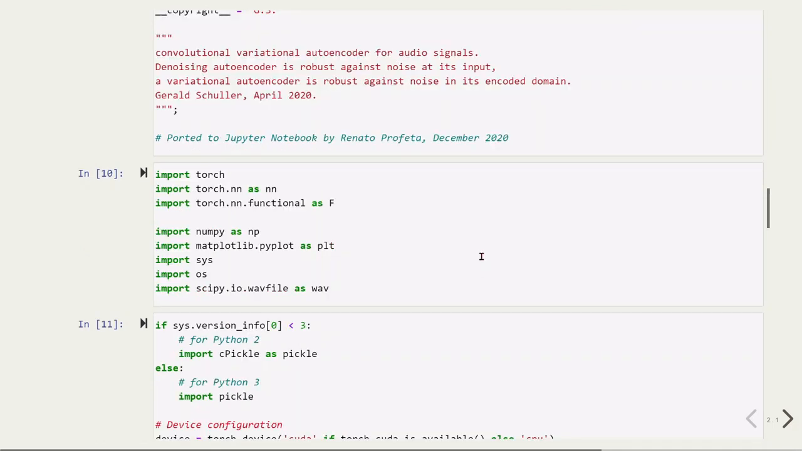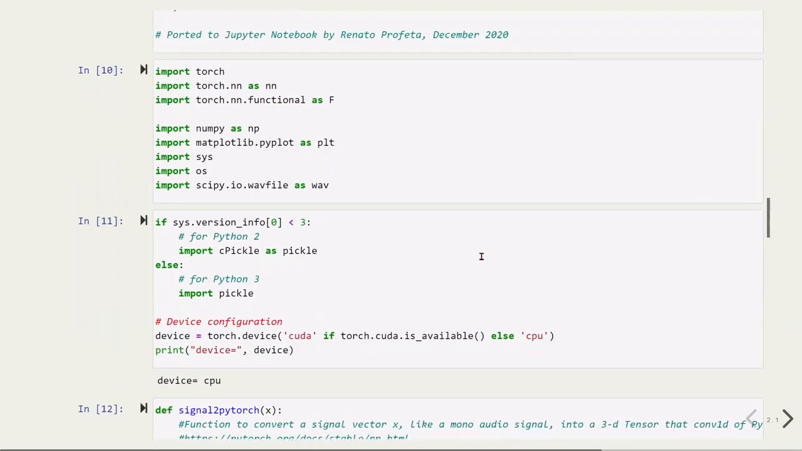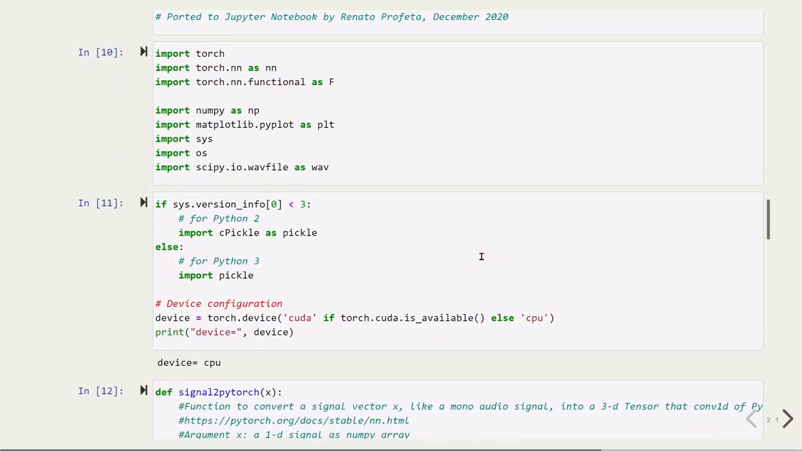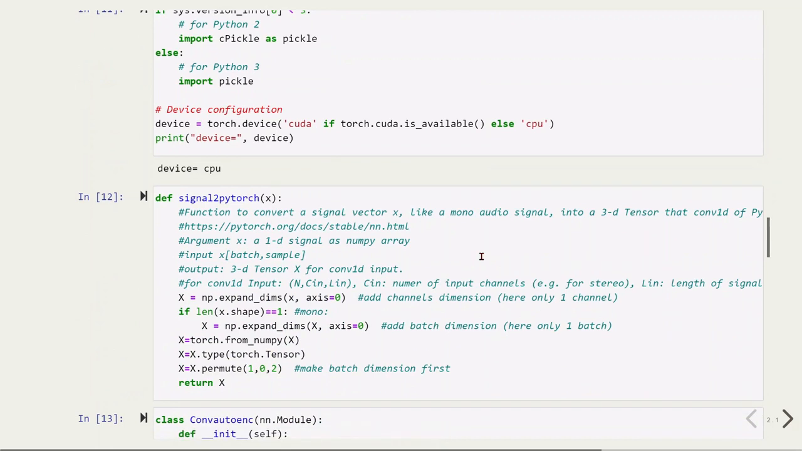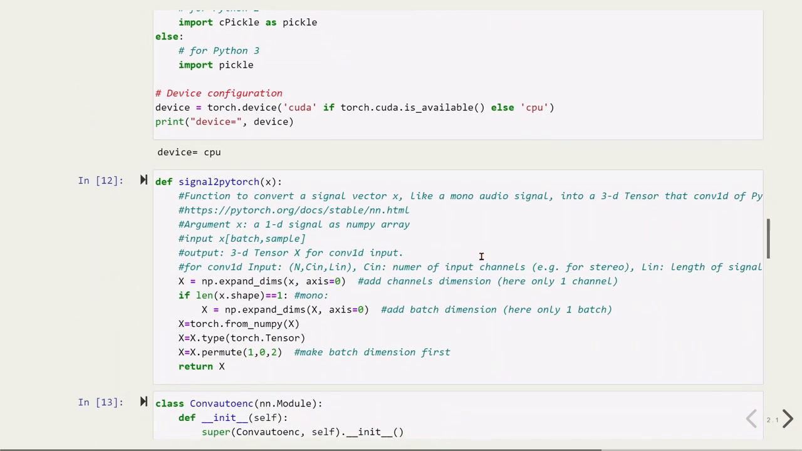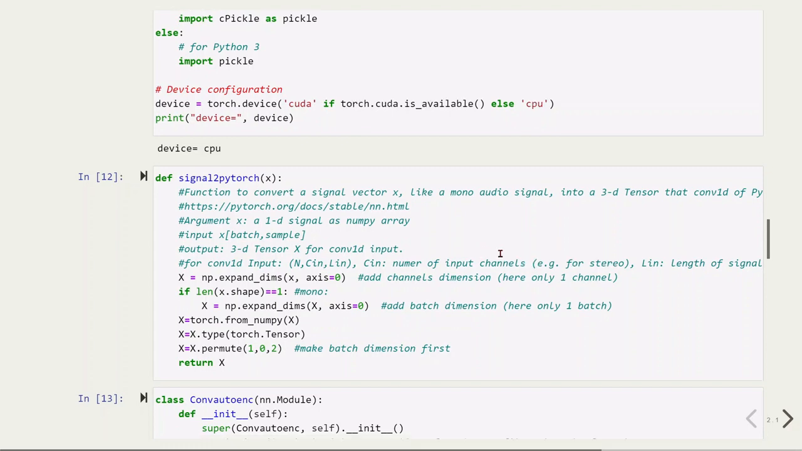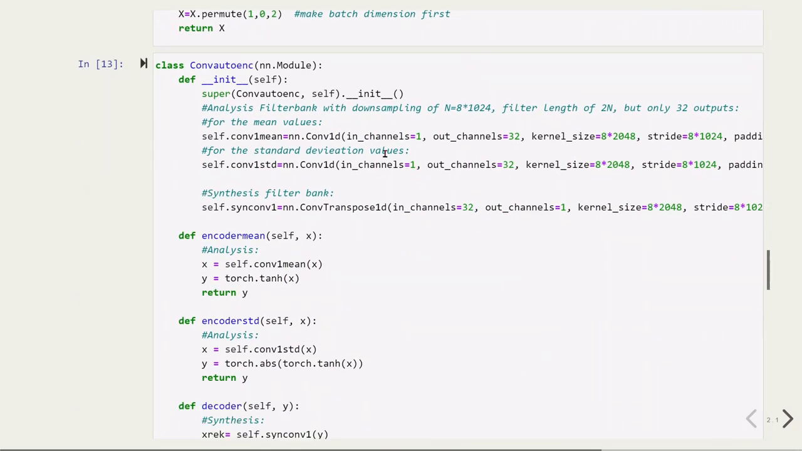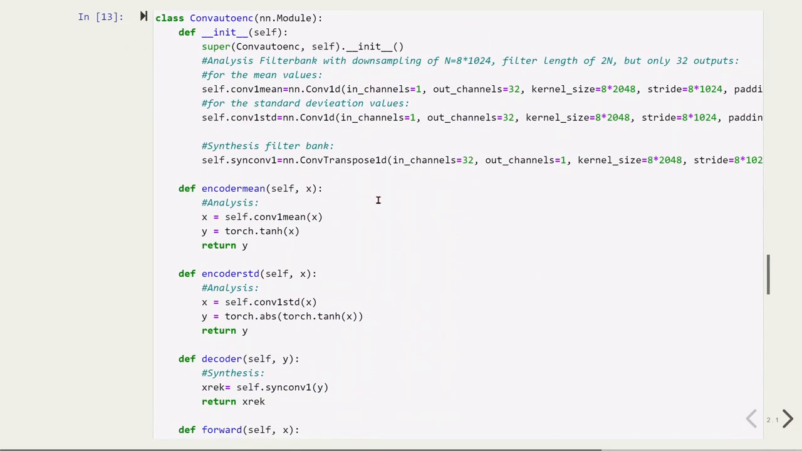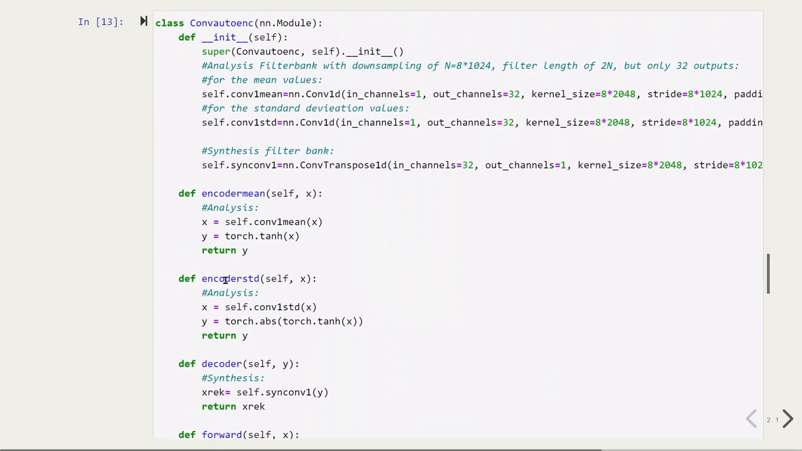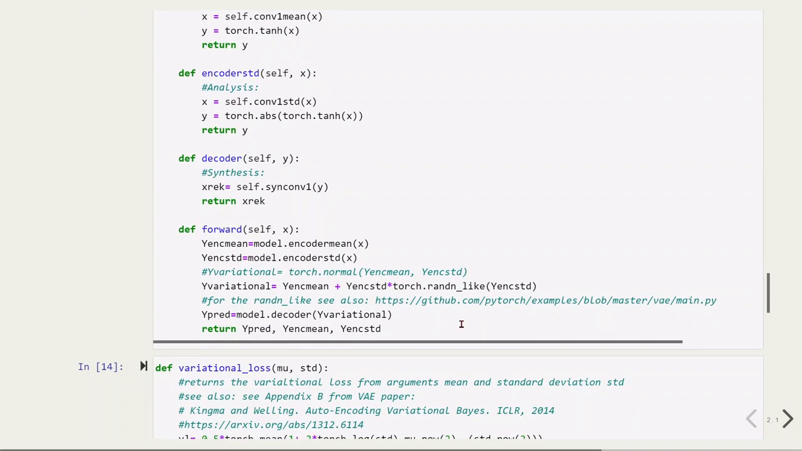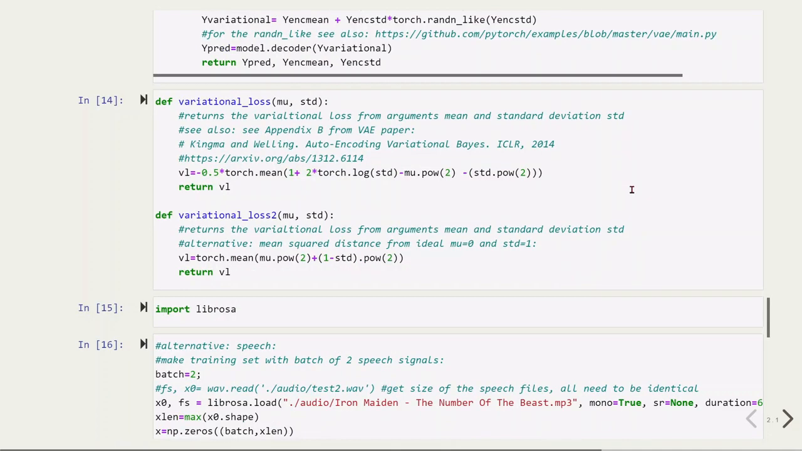So now we'll go through the full code for the variational autoencoder. We are importing matplotlib pyplot. We are importing our pytorch. And we can also use the scipy.io wavfile to read in audio files, and we are also going to use librosa if we will use MP3 files. Here is the function signal to pytorch that converts a signal vector, for example, like a mono audio signal, into a 3D tensor. Here is the definition of our model, the conv autoenc that we talked about earlier, and we have our encoder mean, our encoder standard deviation, our decoder, our forward, and here we have our loss functions.